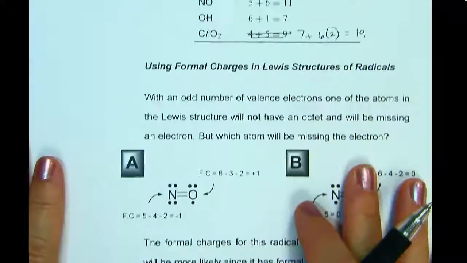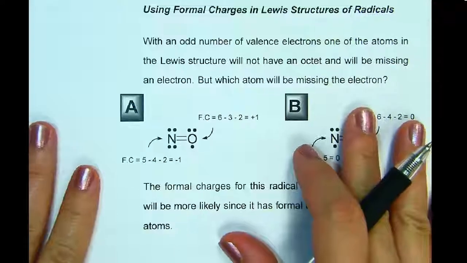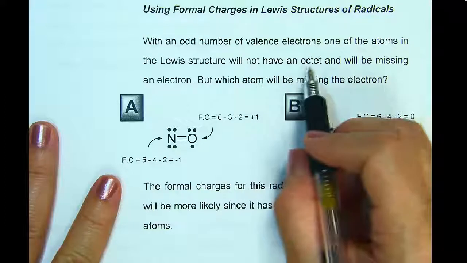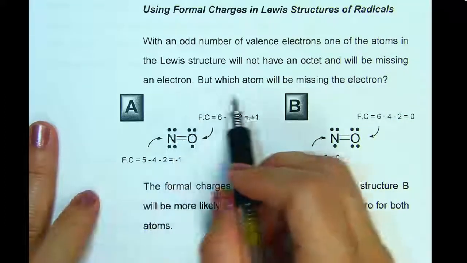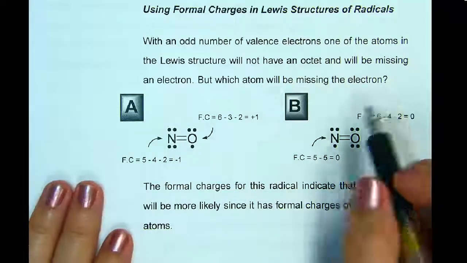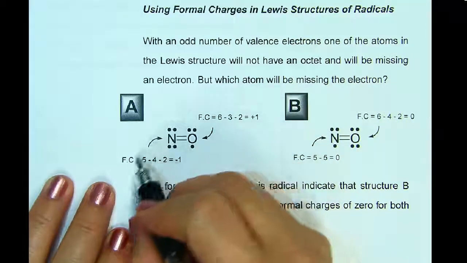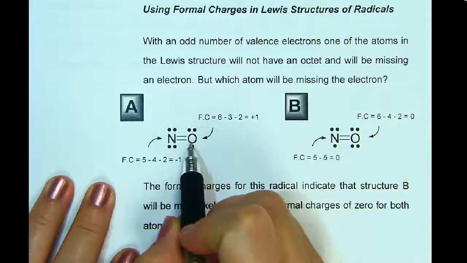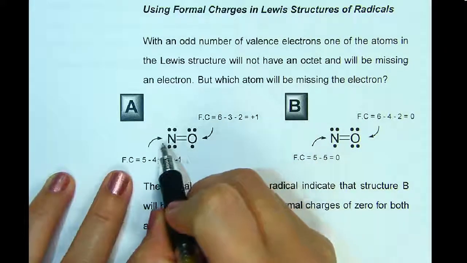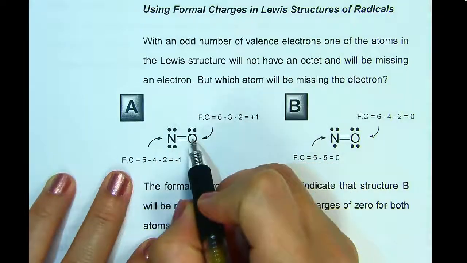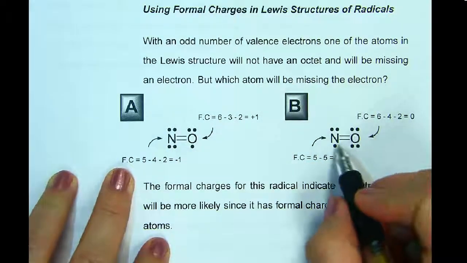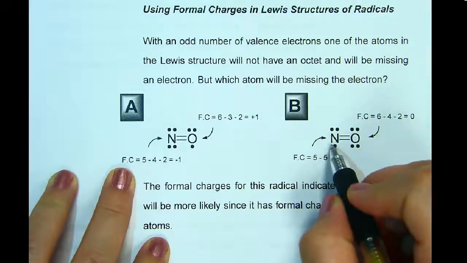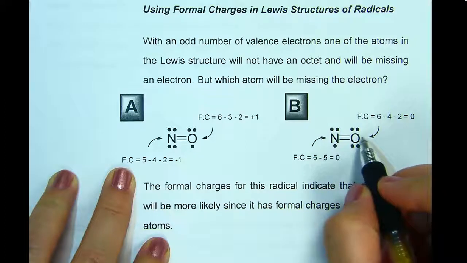Using formal charges in Lewis structures of radicals: with an odd number of valence electrons, one of the atoms in the Lewis structure will not have an octet and will be missing an electron, but which atom will be missing the electron? You can use formal charges to decide which atom is the better choice. Here you have nitrogen monoxide, and you have a formal charge of -1 on this nitrogen and a +1 on the oxygen. And then in this other scenario, placing the radical on the other atom, you have a 0 formal charge on nitrogen and a 0 formal charge on oxygen.